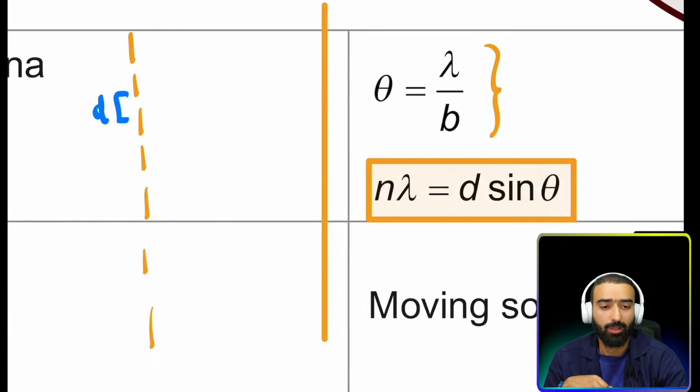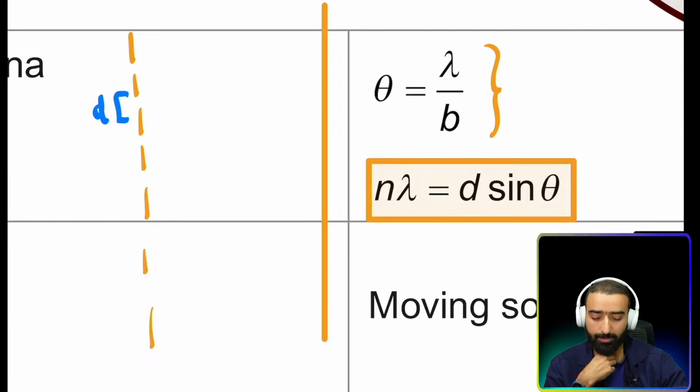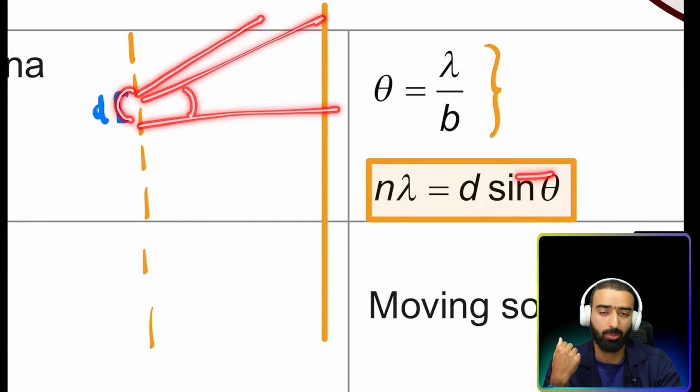Thermodynamics questions. Okay, let's try one thermodynamics question. Let's finish this and then move on to thermodynamics. Where d is this slit separation and sine theta is the angle where you get the bright spots.